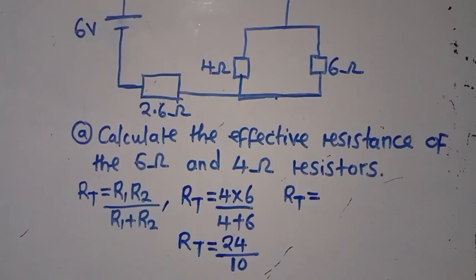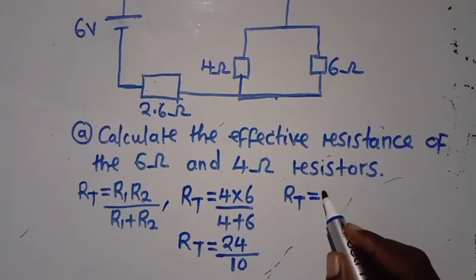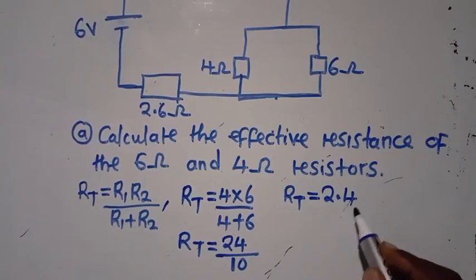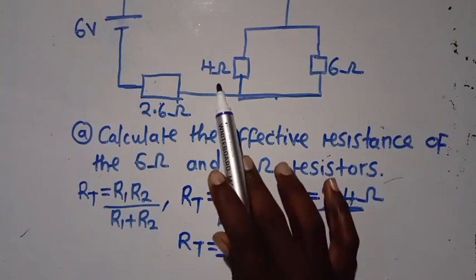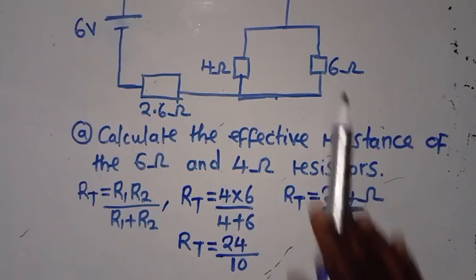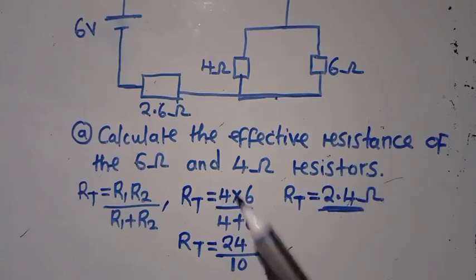The answer is 2.4. Okay, I can see 2.4. So our answer is 2.4 ohms. This is the effective resistance between these two resistors, which are 4 and 6. So this is the effective resistance between 4 and 6, which is 2.4.